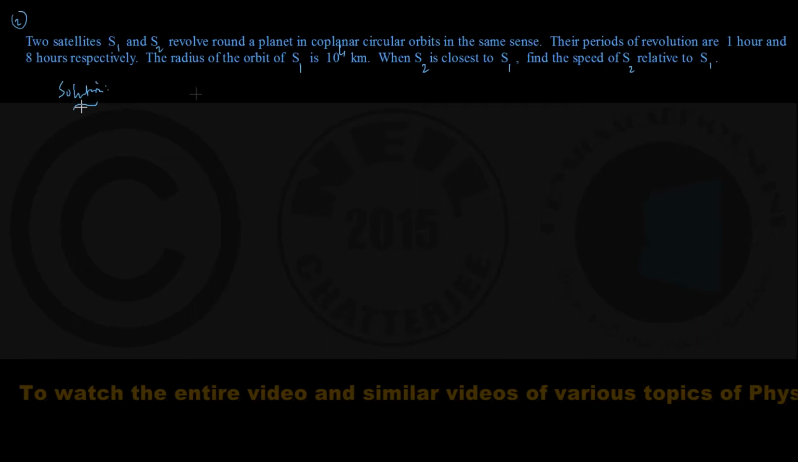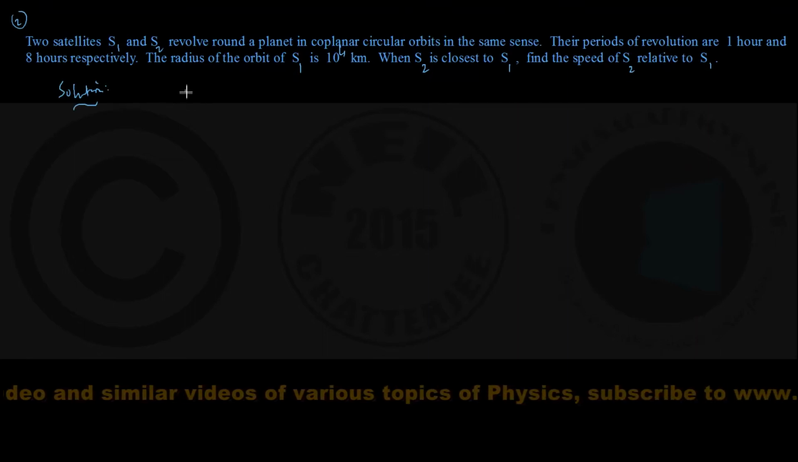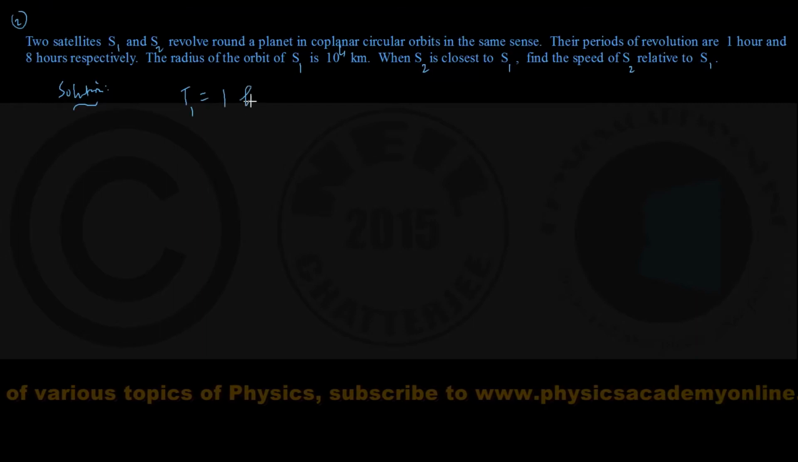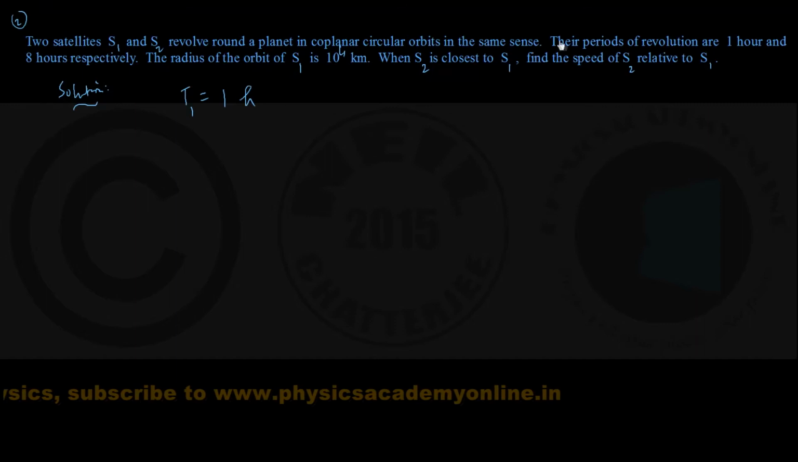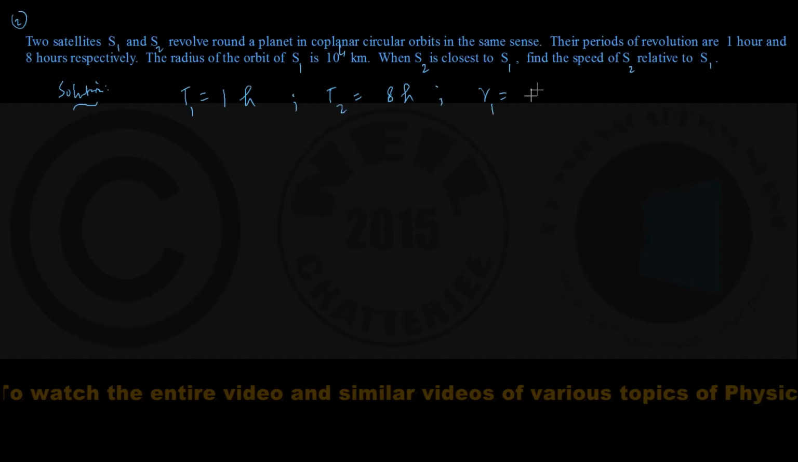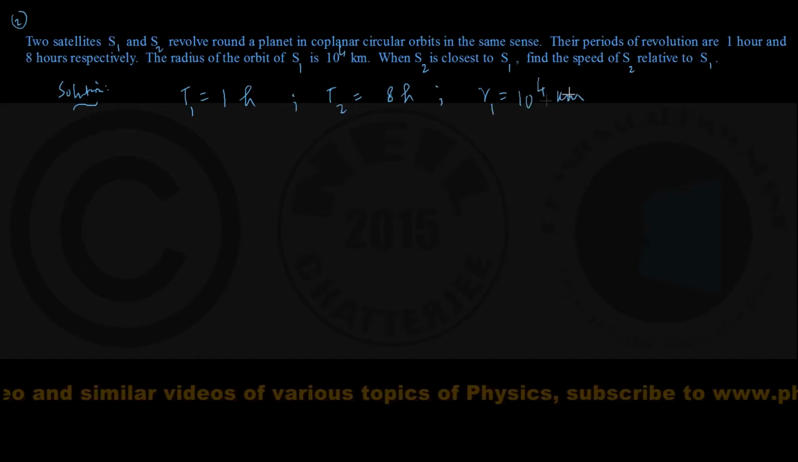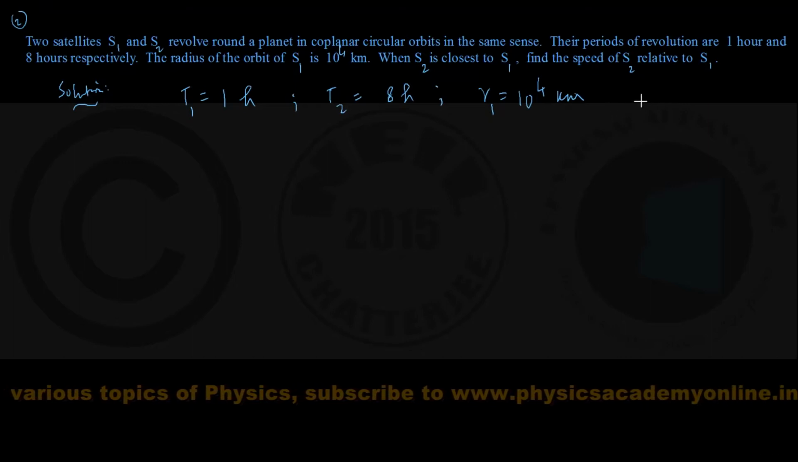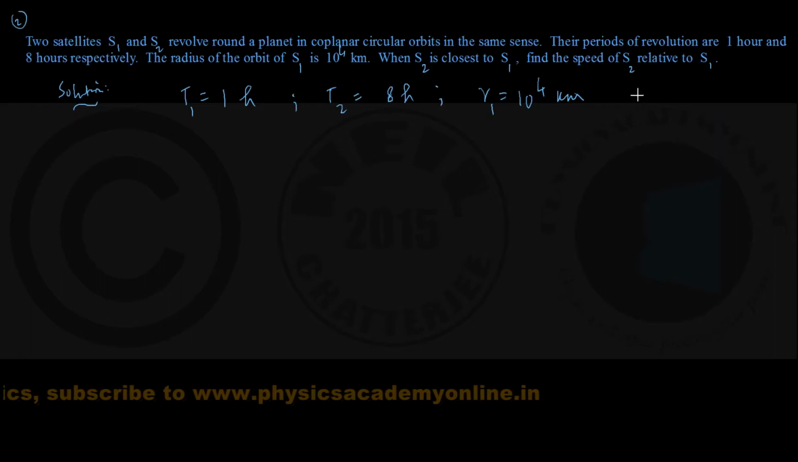Let us first write down the data they have provided. We have been given that the period of revolution of satellite S1, let me call it T1, is 1 hour. For a change, I am just keeping the units as given. It will be helpful in doing this problem. And the time period of revolution of satellite S2, I call it T2, is given to be 8 hours. Also, the radius of the circular orbit of S1, let the symbol be R1, is given to be 10 to the power 4 kilometers. We have to find out the speed of S2 relative to S1 when they come closest, that is the modulus of V2 minus V1.